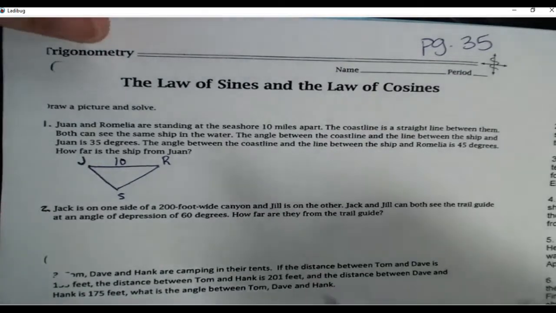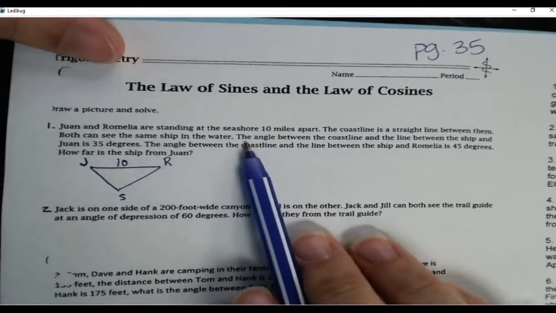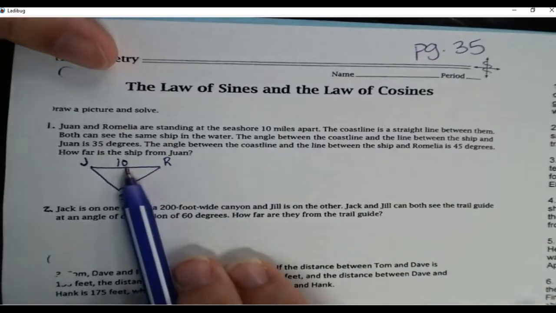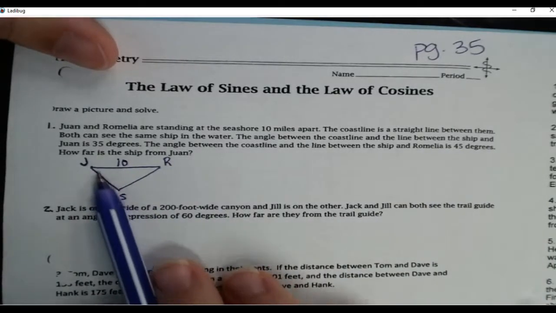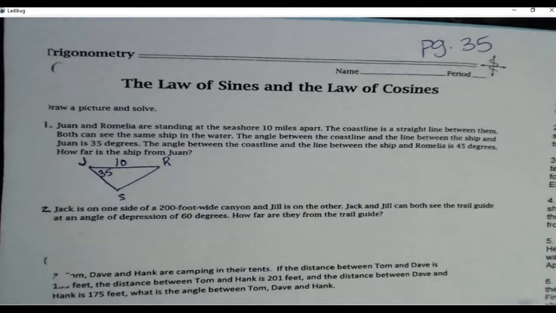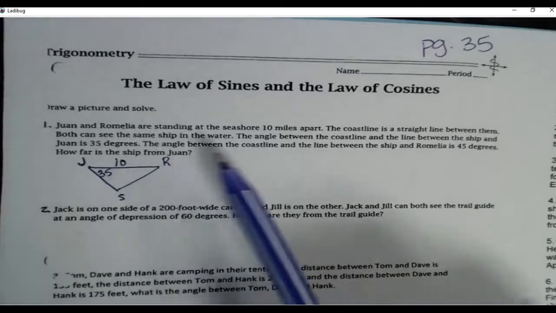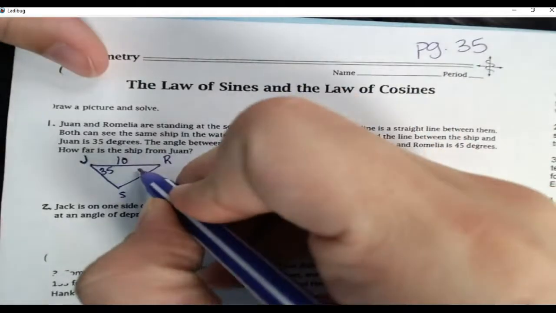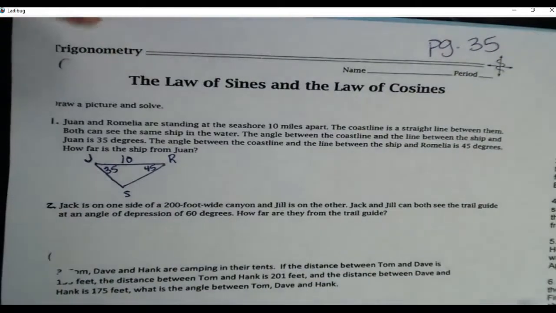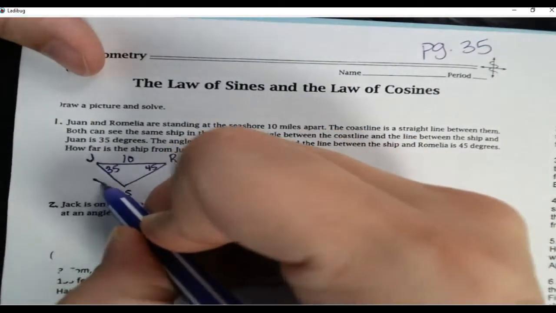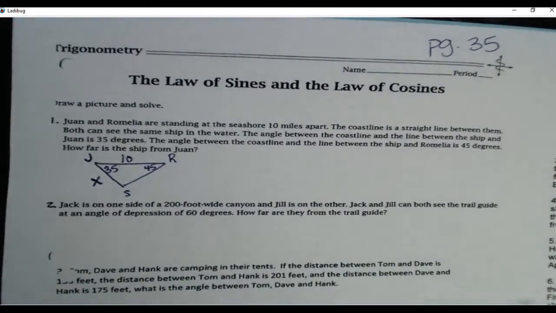Okay. So it tells me the angle between the coastline and the line between the ship and Juan. So coastline, line between him and the ship is 35. So this angle at Juan is 35. And then the angle between the coastline, so again here's our coastline, and the ship and Ramelia is 45. And we want to know how far is the ship from Juan. So ship to him is what we are finding. So that's our X.